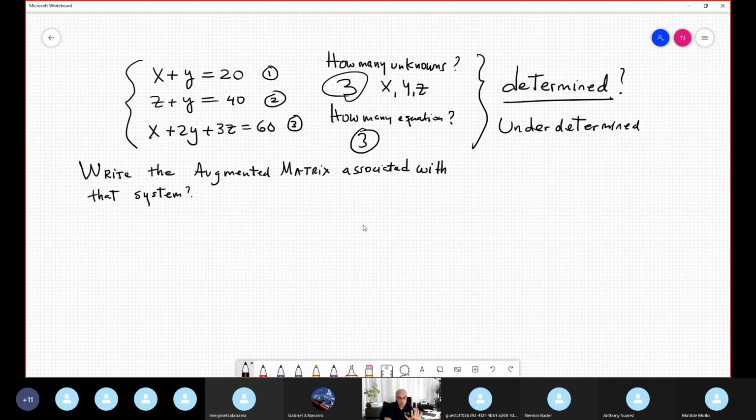Now let's see in a moment how you interpret it. Or another possibility is over-determined. Over-determined means you have more equations than unknowns. You have 5 equations, for example, and 3 unknowns. It's another case that we will study, but I don't want to anticipate anything.